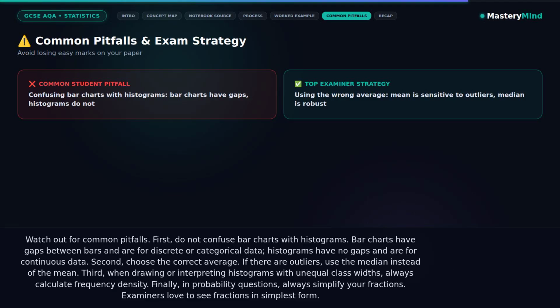Finally, in probability questions, always simplify your fractions. Examiners love to see fractions in simplest form.